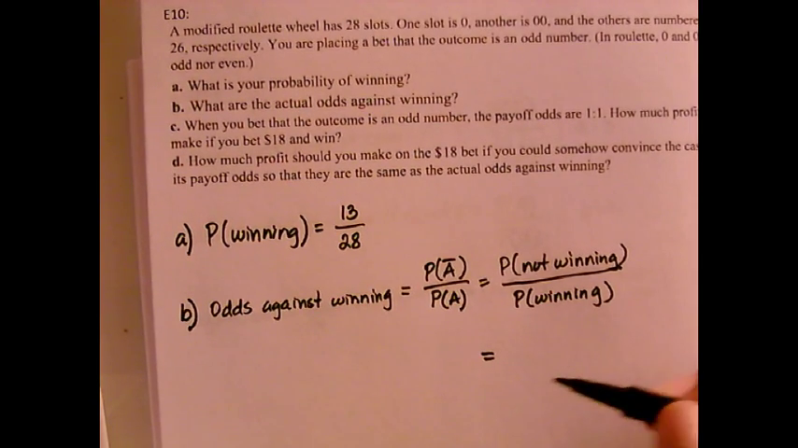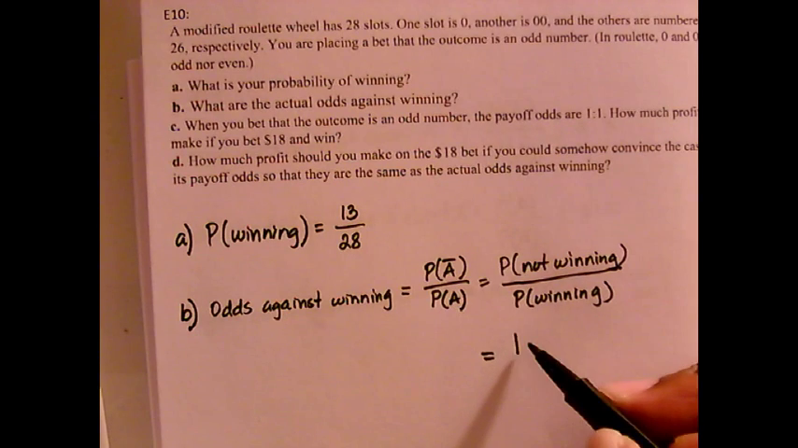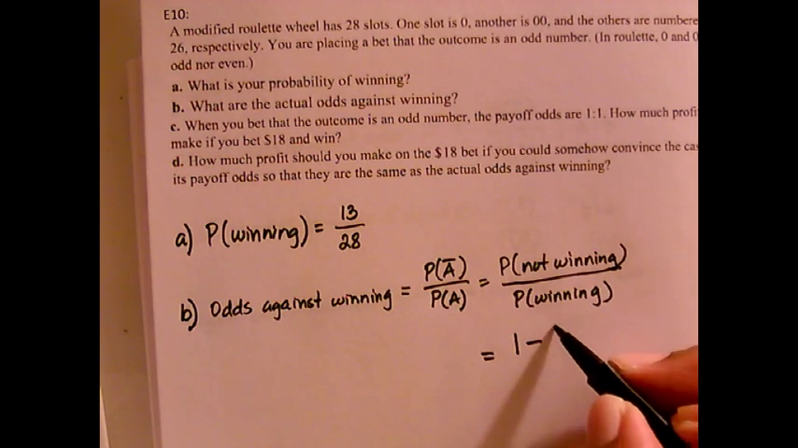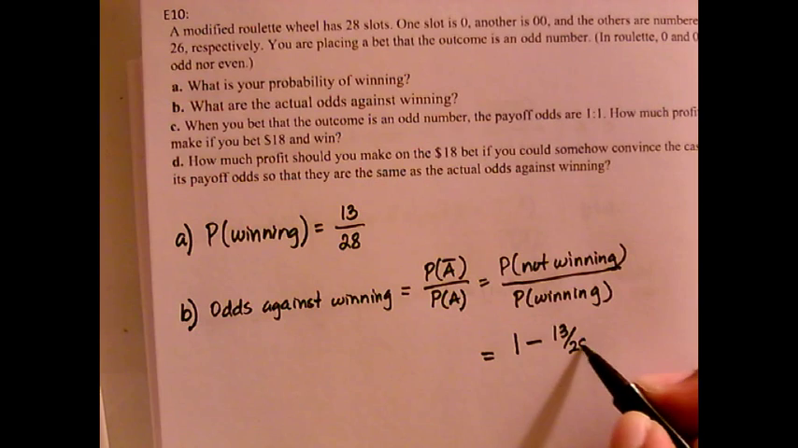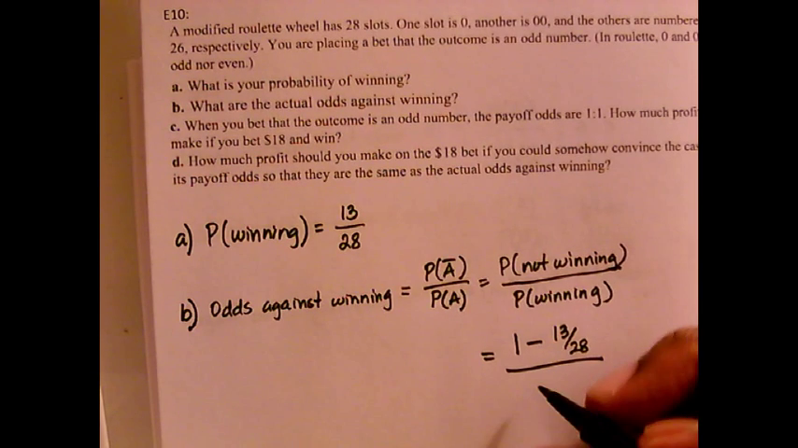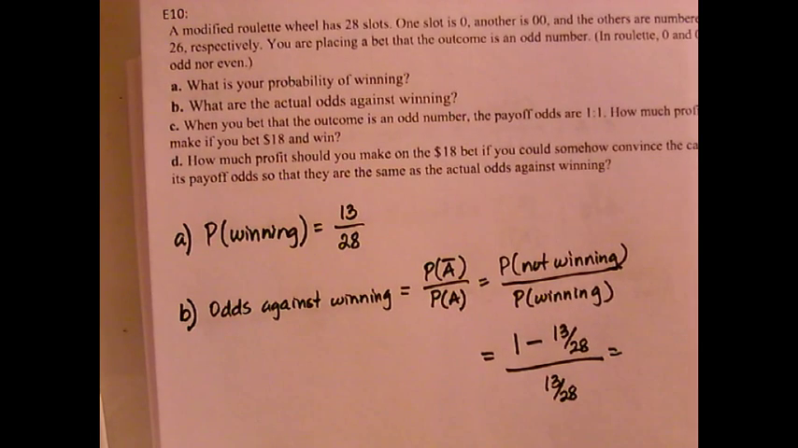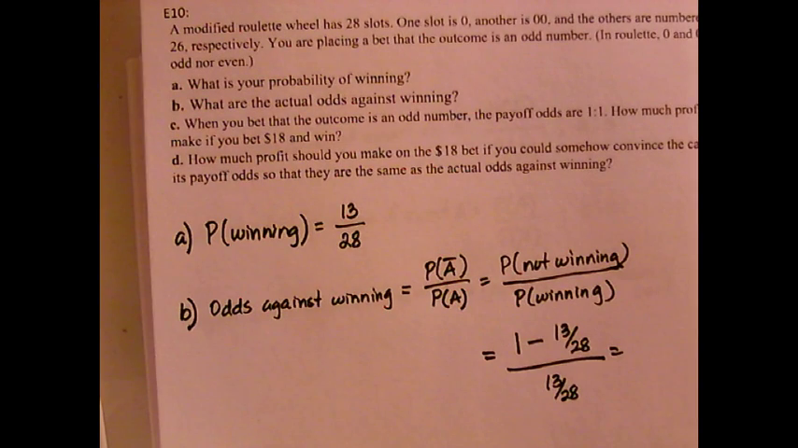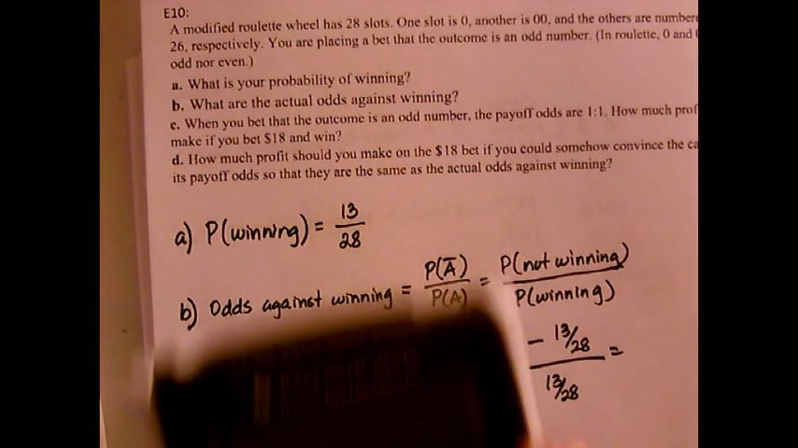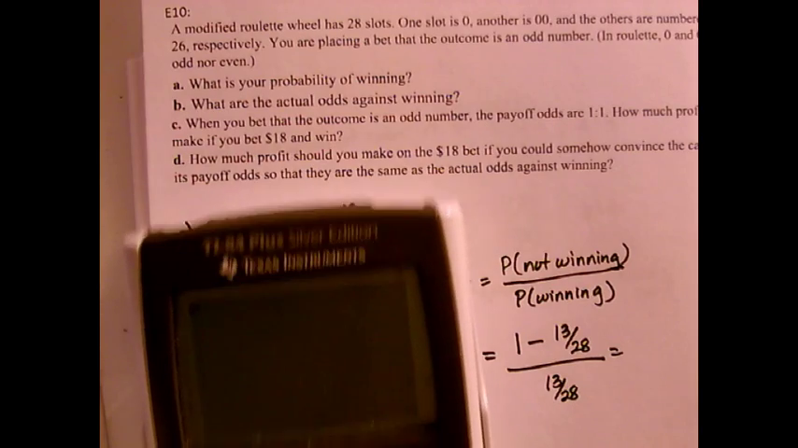So in this case here, for you not winning will be 1 minus the probability that you do win. That's 13 over 28. So you have 1 minus 13 over 28 divided by 13 over 28. Okay, so now we can use our calculator for this. Let me show you at inner fractions here.